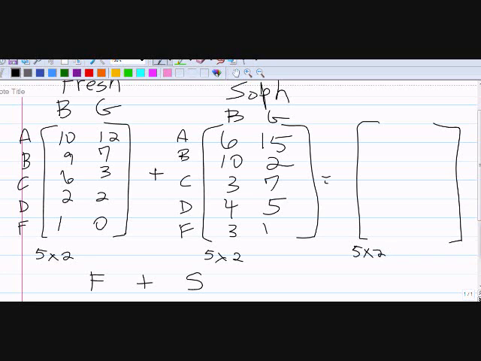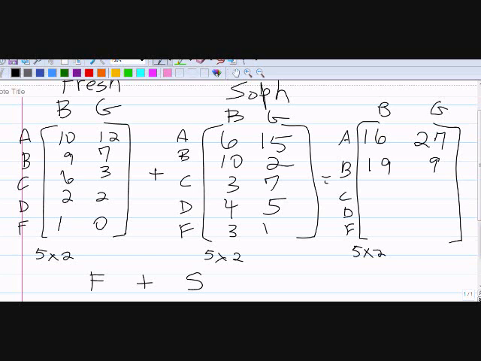And in row 1, column 1, it's going to be the sum of row 1, column 1 of the F plus row 1, column 1 of the S, or 10 plus 6. 16. And that'll still be boys, and that'll still be girls, and this will still be A's, B's, C's, D's, F's. And next to the 16 will be 12 plus 15. 27. And on the next row, row 2, I'll do the 9 plus the 10, the 7 plus the 2, and get 19 and 9.